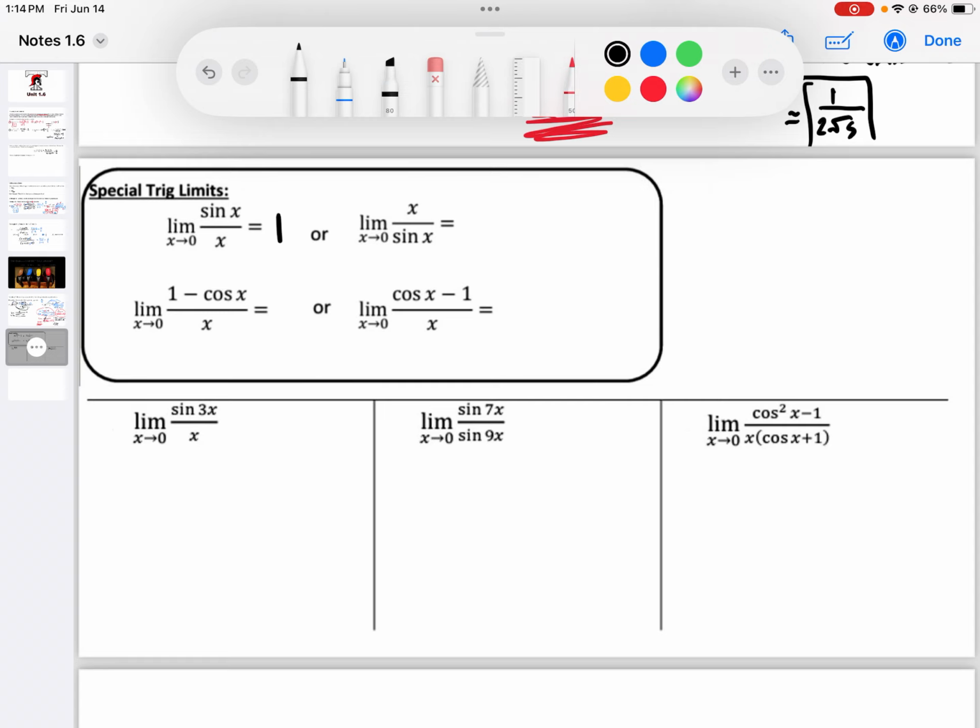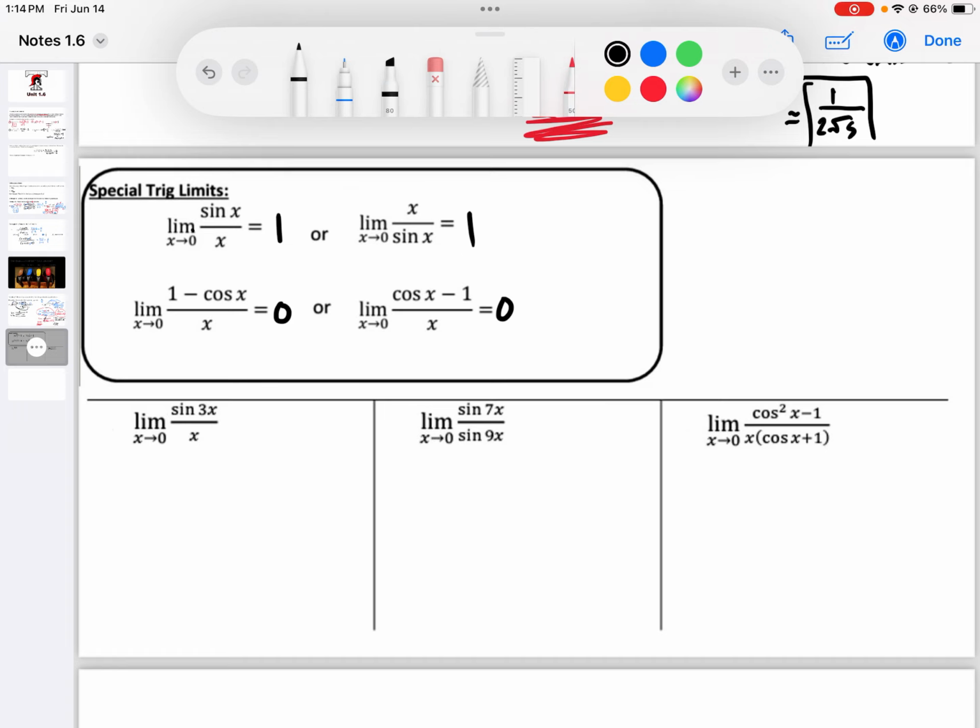The limit as x approaches 0 of sine x over x gives 1. Same thing if I do the reciprocal. If I have the limit as x approaches 0 of cosine x minus 1 over x, that's going to give us 0. Again, L'Hopital's rule will help us later, but this is just some good practice for now.